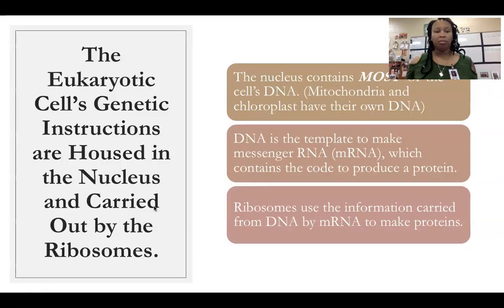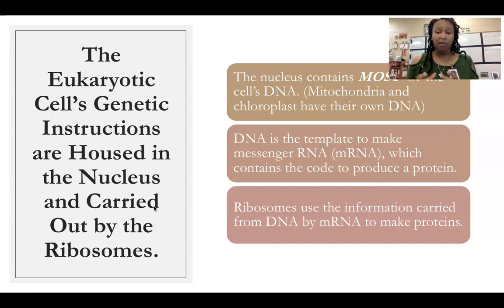Now, the eukaryotic cell genetic instructions are housed in the nucleus and carried out by the ribosomes. Central dogma theory of molecular biology: DNA is transcribed to RNA, RNA is translated to proteins. All cells need genetic material and ribosomes, because even though the genetic material has the instructions, they can only be carried out by a ribosome. This is why both eukaryotic and prokaryotic cells have ribosomes.